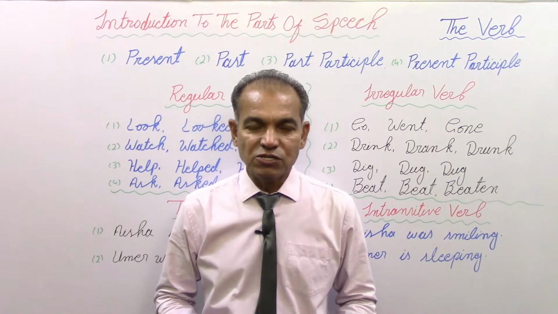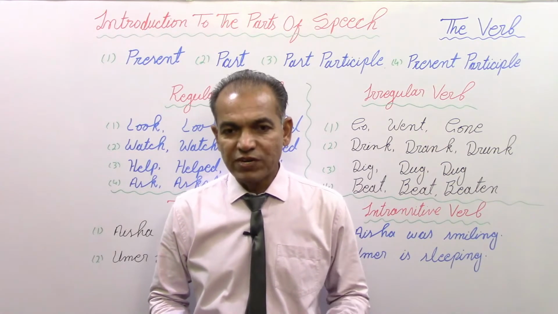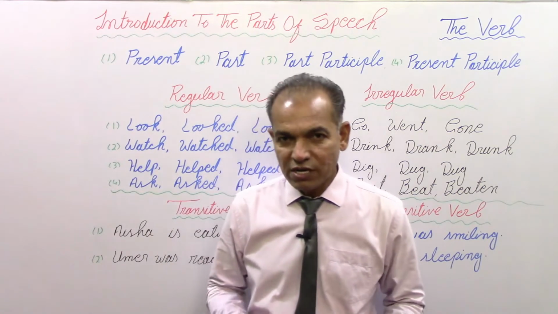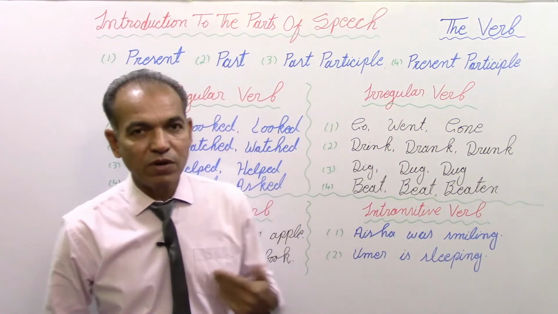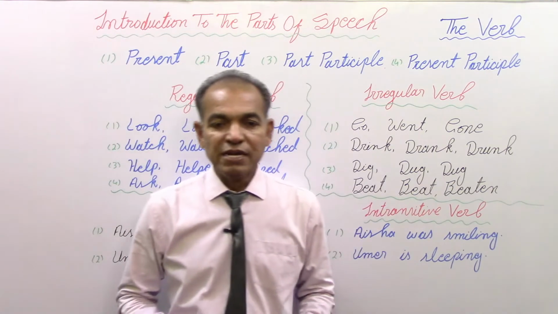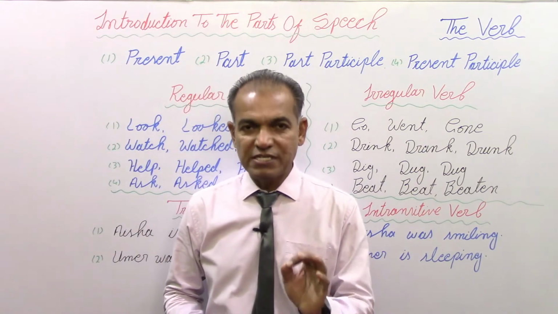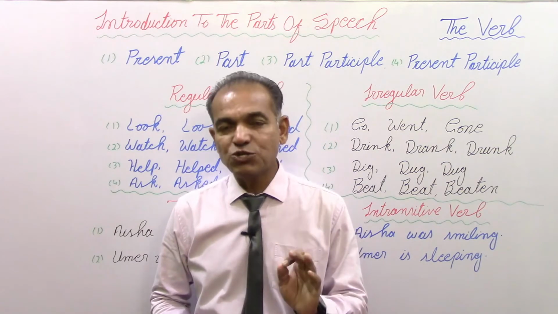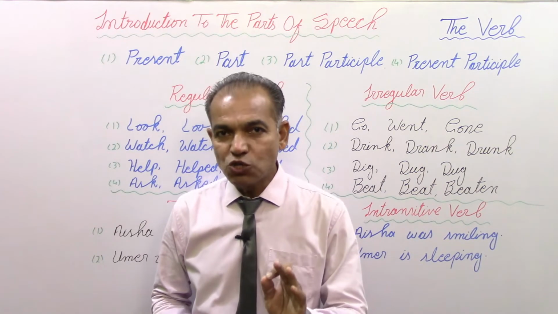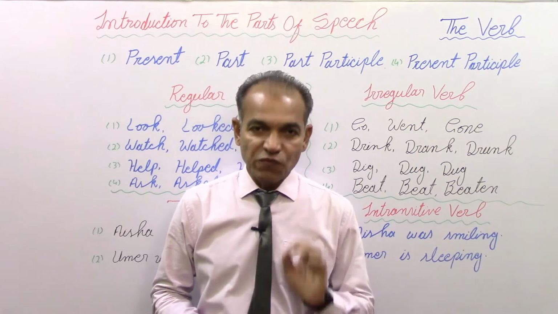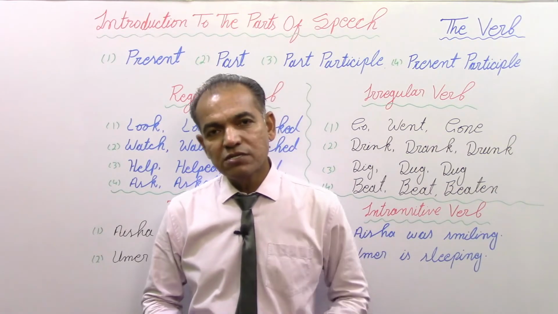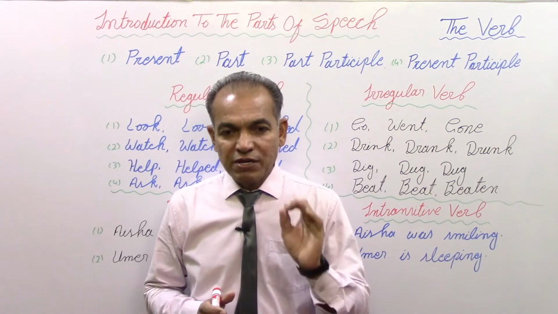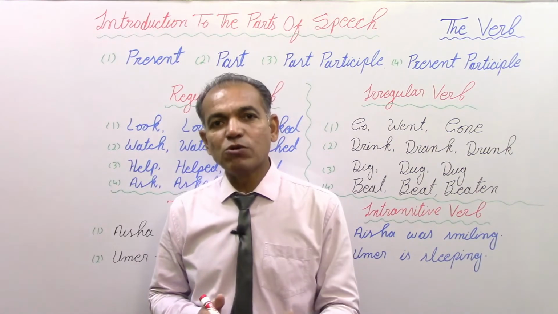So today our topic is the verb. So first let's take a simple definition of verb and then try to understand with the help of some example what a verb actually is. So what is the simplest definition of a verb? Verb is actually a word that shows some action. So this is the simplest definition.